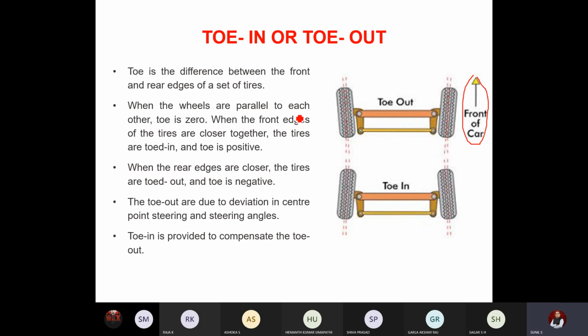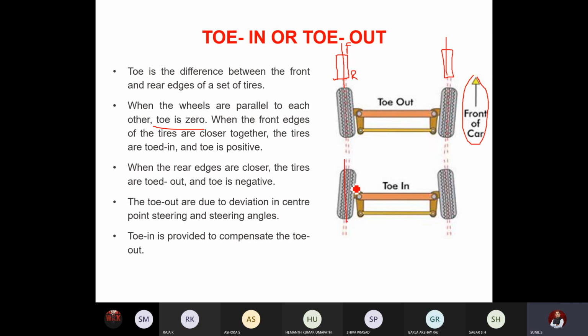Okay, when the wheels are parallel to each other, for example, if the wheel is vertical like this, both the wheels are exactly straight, no camber, no caster, everything is 0 degrees, then toe is 0. There is no question of toe. Whether you take the front end, so this is the front end and this is the rear end, if both are parallel, then toe is 0, right? So when the front edges of the tire are close together, we call it toe in or toe is positive. You can see the front edges are close to each other.